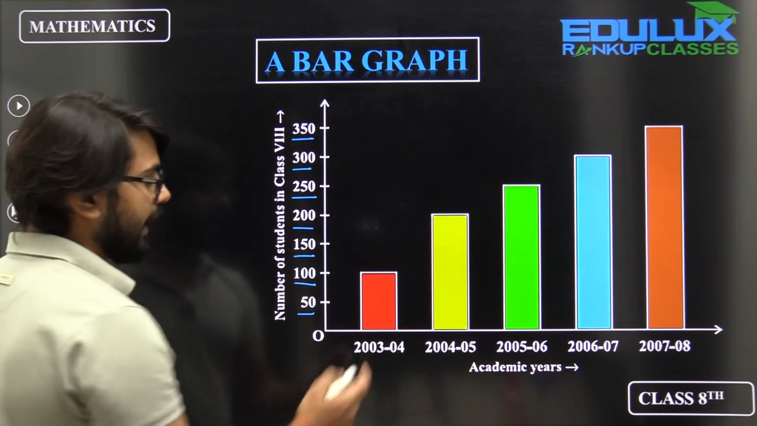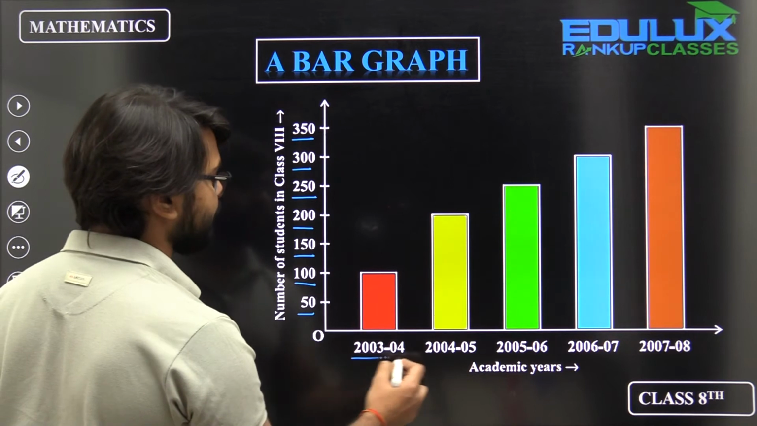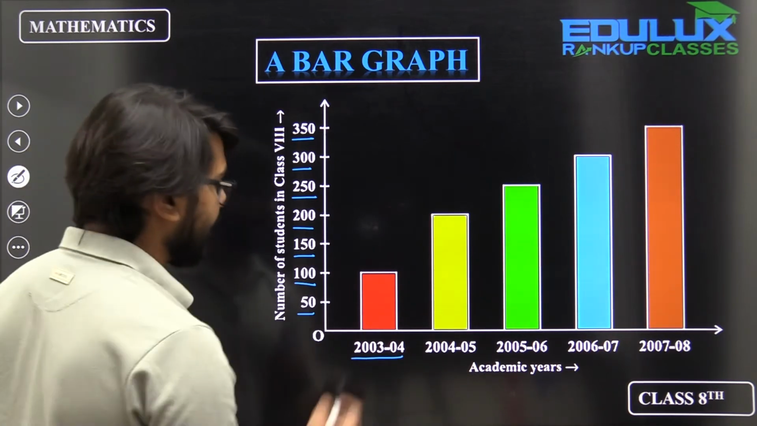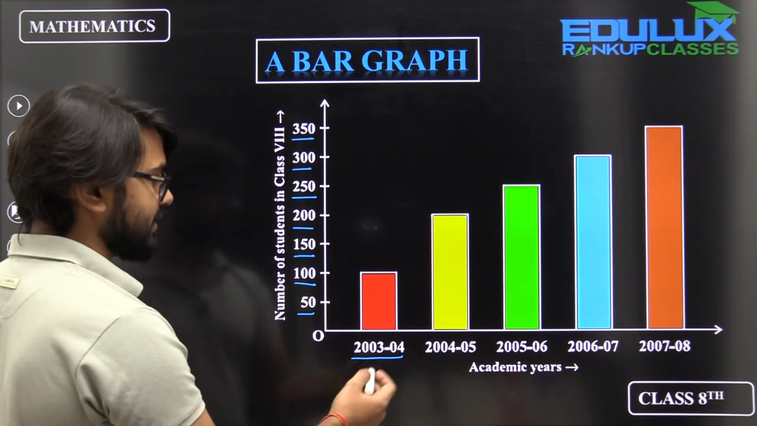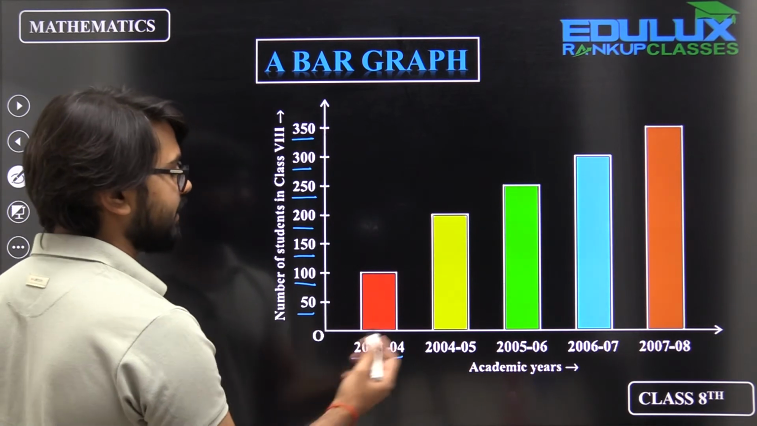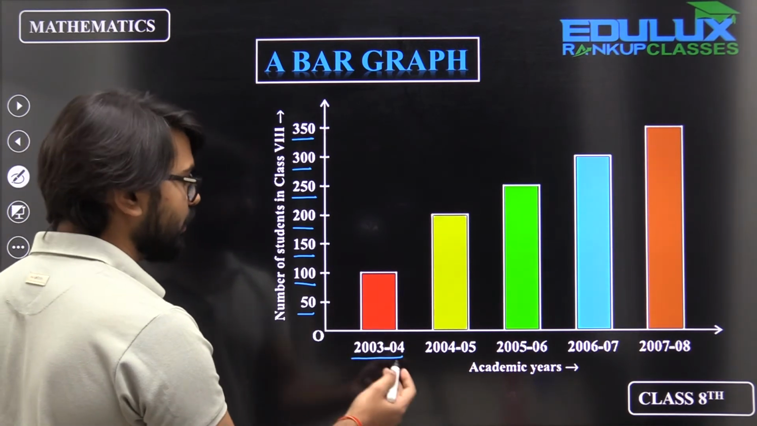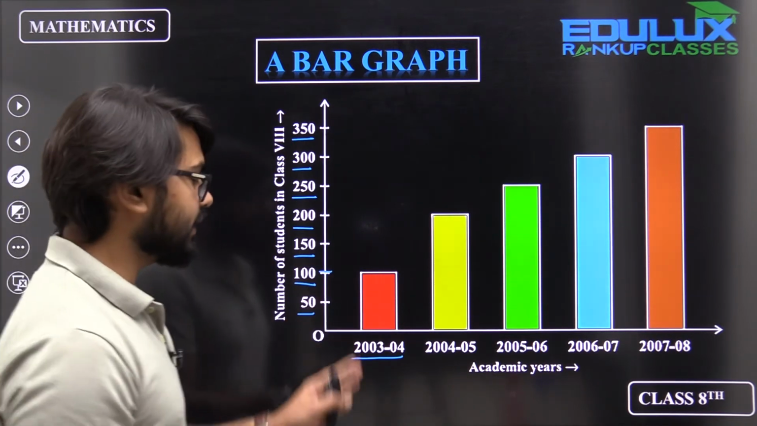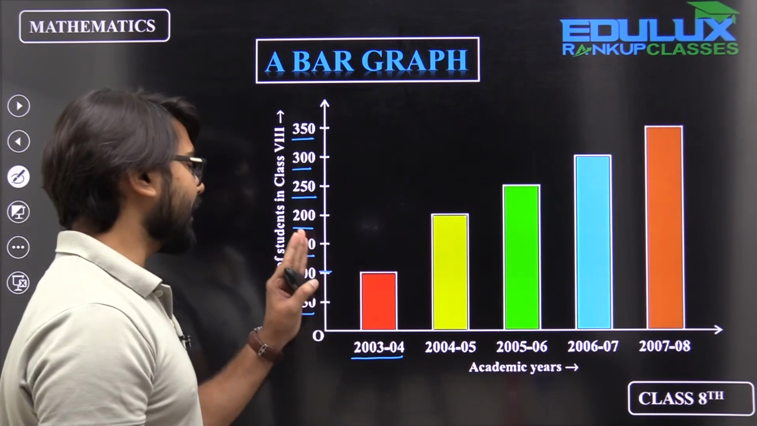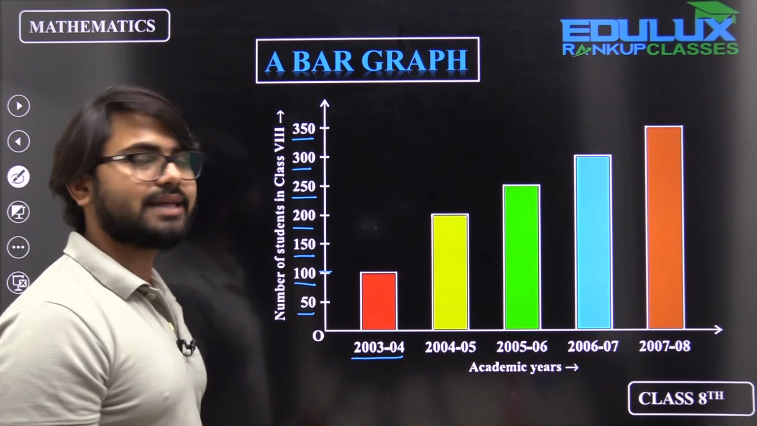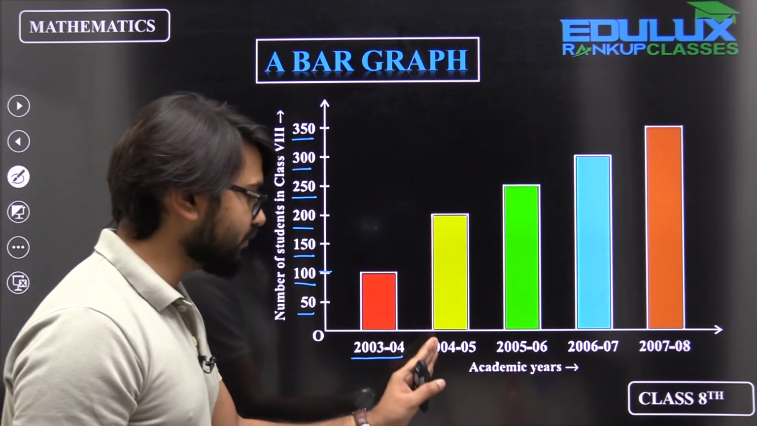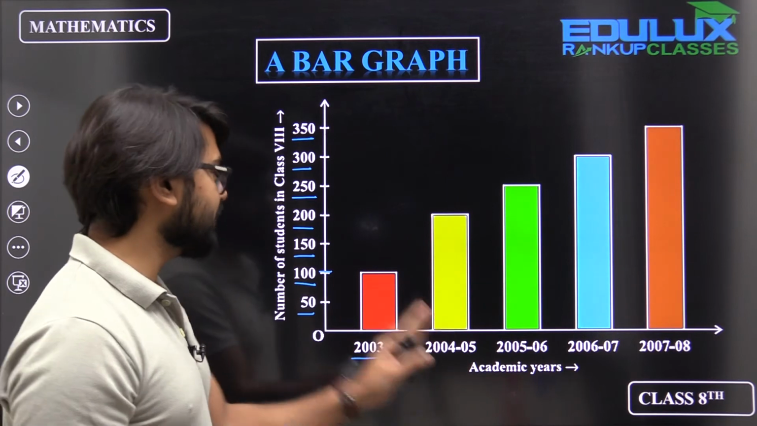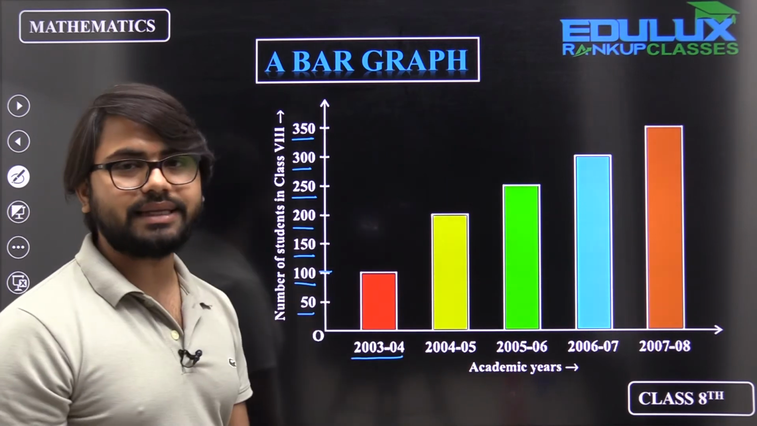As you can see, this bar stands for 2003 and 2004. This is for the academic session 2003 and 2004, when only 100 students were there in class 8. And in the 2004 and 2005 academic session there were 200 students in this class.